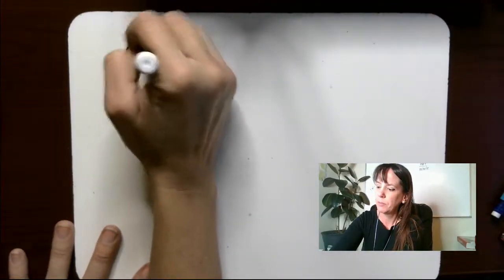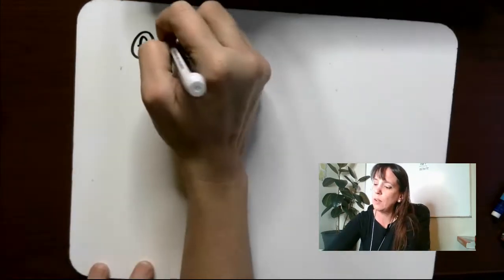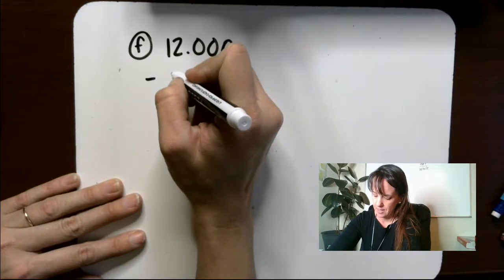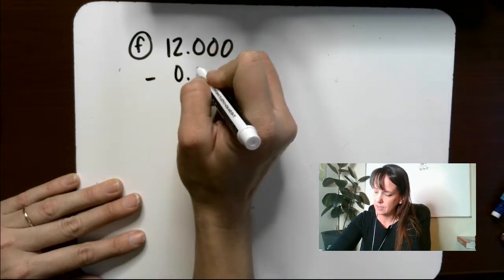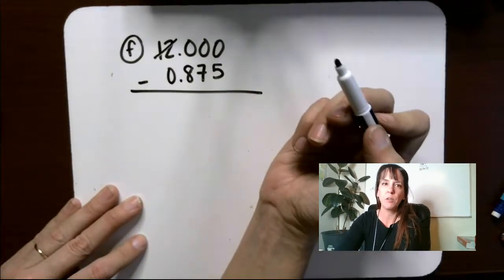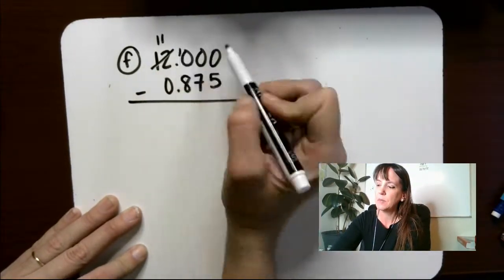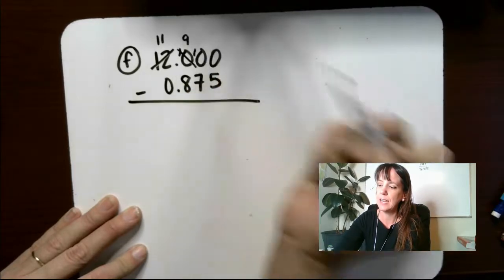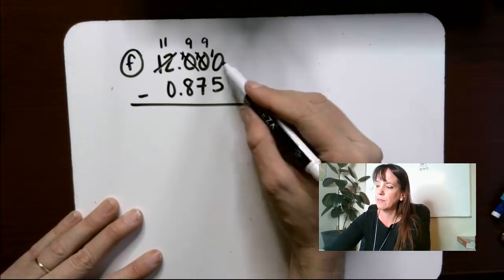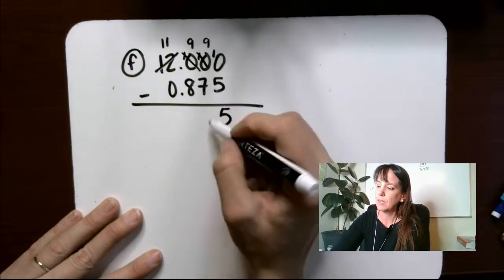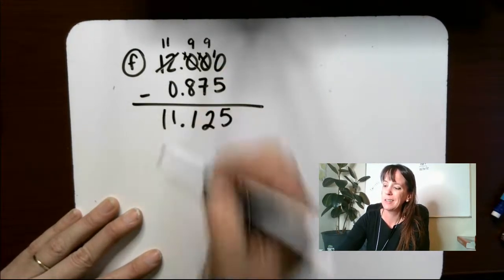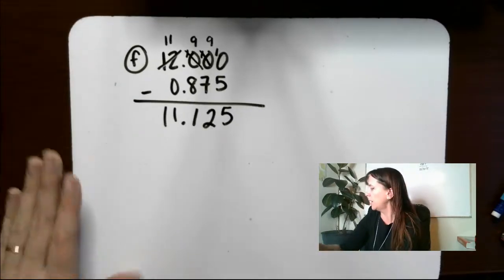Okay, so F. 12.000 minus 0.875. All right, we're gonna borrow from here, we're gonna make that 11. This becomes 10, borrow, make 9, 10. Now I'm in a position to be able to borrow. 9, 10. All right, 10 minus 5 is 5. 9 minus 7, 2. 9 minus 8, 1. Bring down that decimal. 11 minus 0 is 11. 11.125.